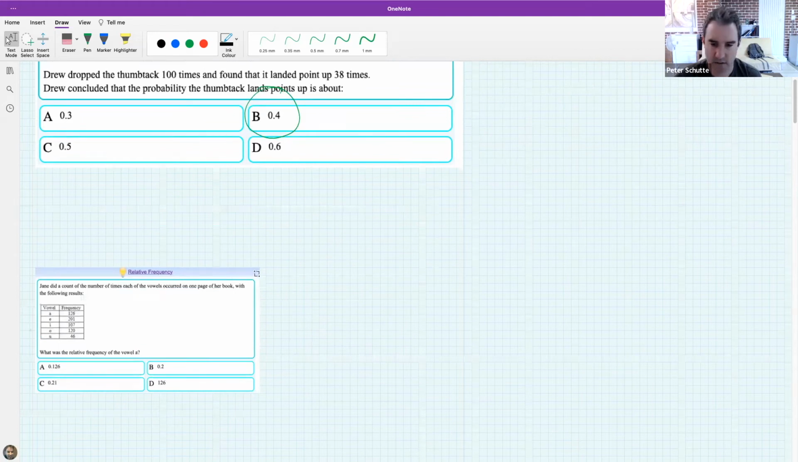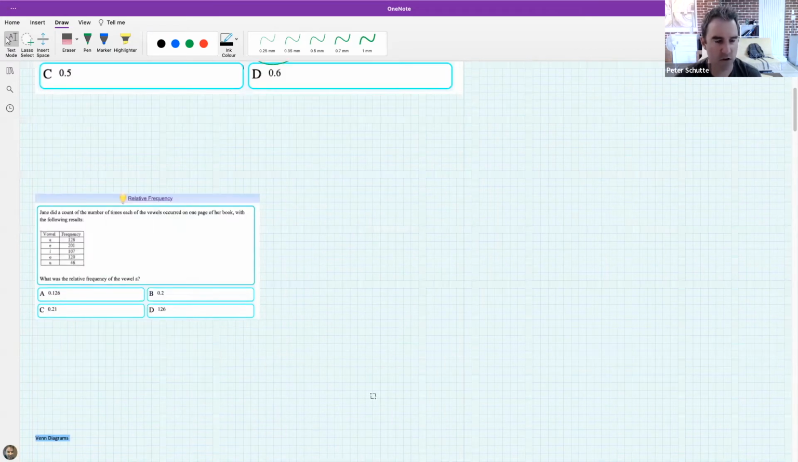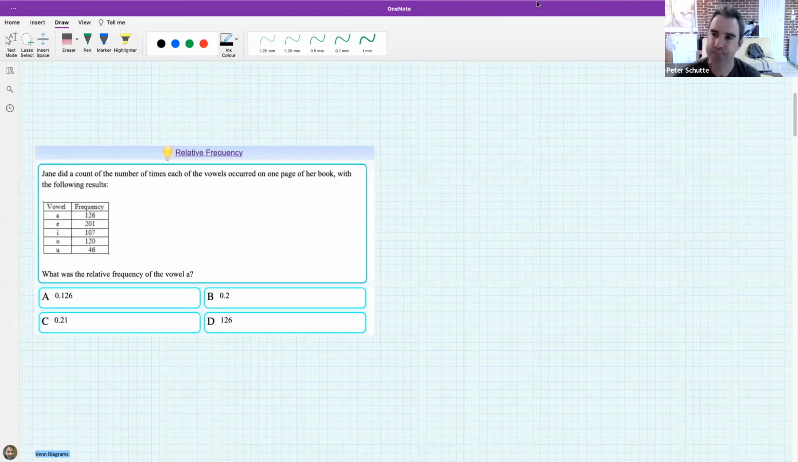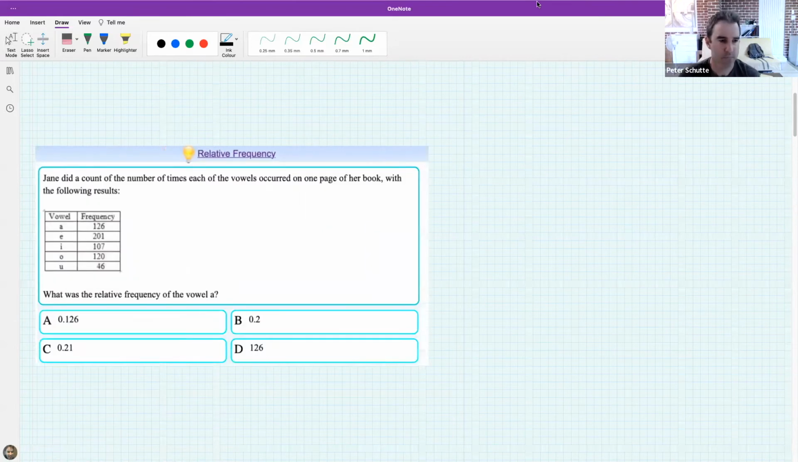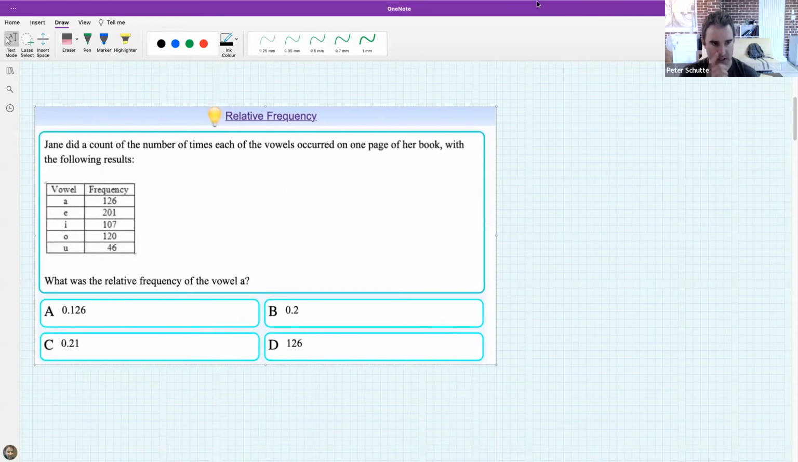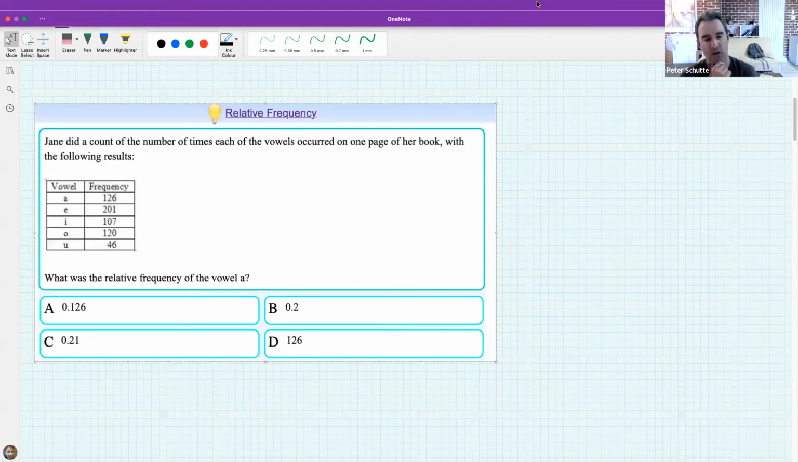Okay, let us try and do this one. You count the number of vowels on a page in a book. What is the relative frequency of the vowel A, or the experimental probability of the vowel A?